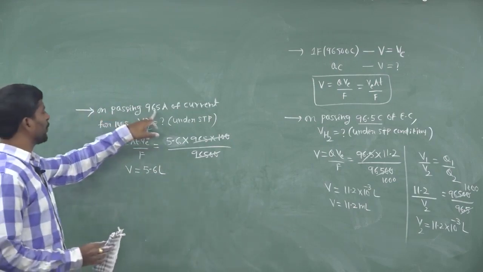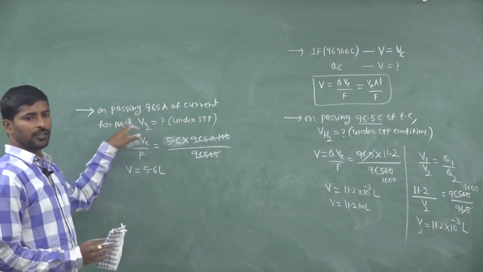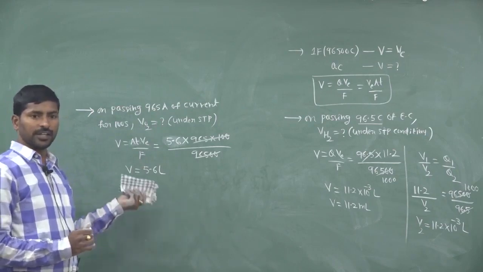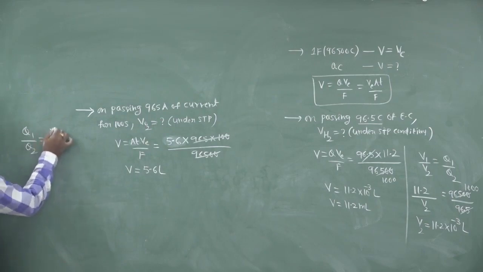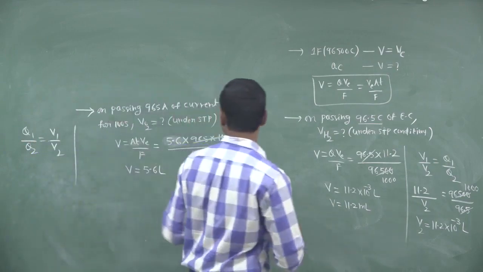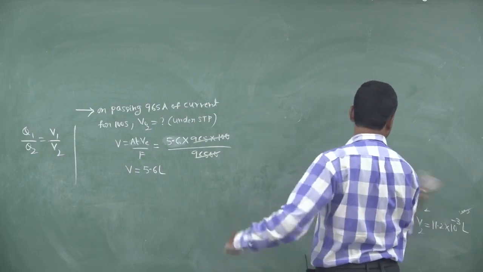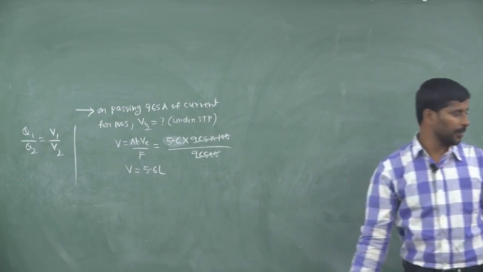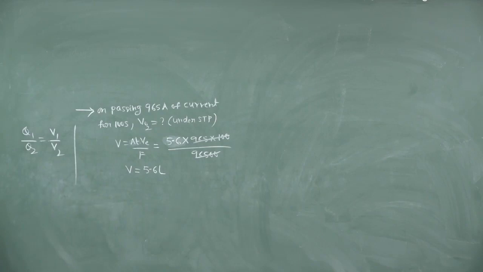Otherwise, if you do Q is equal to A into T, we are getting 96,500 coulombs. If you pass 96,500 coulombs, the volume of gas evolved is nothing but its equivalent volume, that is 5.6 liters, which we get directly. Okay, right? Or you can follow like this also: Q1 by Q2 is equal to V1 by V2. Or directly also we can think on Q is equal to A into T. So, 965 into 100 is 96,500 coulombs, which means the volume of gas evolved is the equivalent volume, that is 5.6 liters. Okay. This is Faraday's first law.